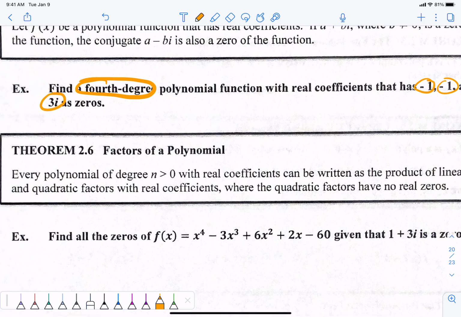Okay, here's the deal. When it says that those are zeros, that means that x equals those, right? So x equals -1, x equals -1, and x equals 3i, right? Why did they put -1 like double down there? Multiplicity of 2. What happens when it has multiplicity of 2? It touches, but it doesn't cross, right?